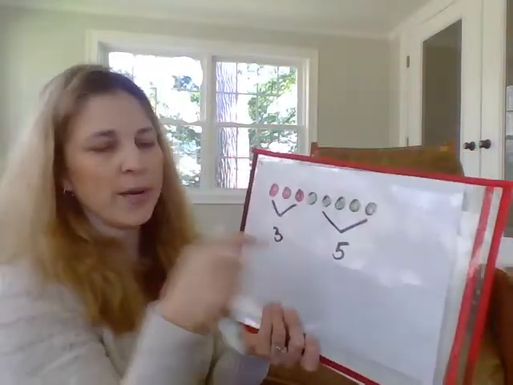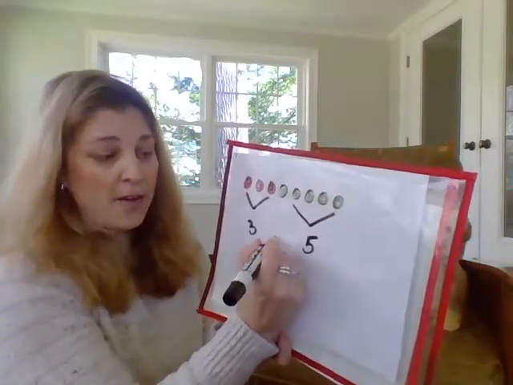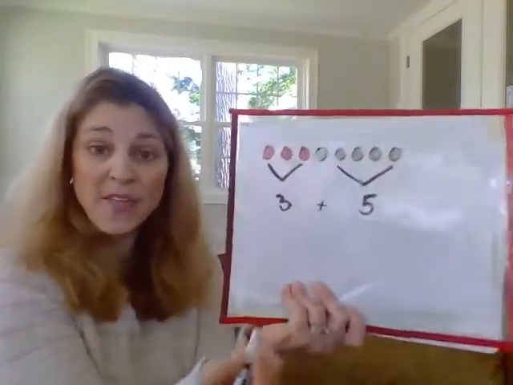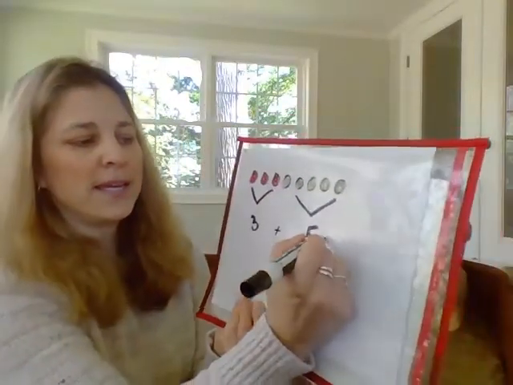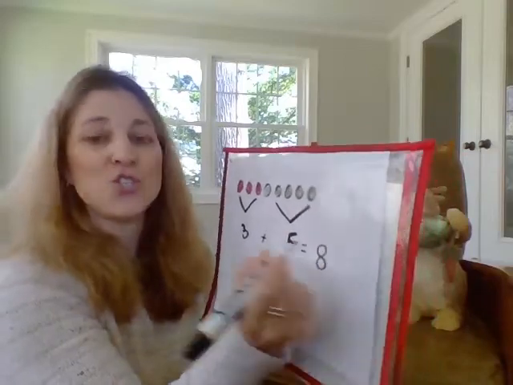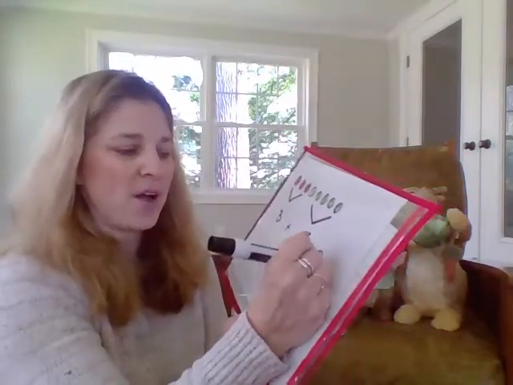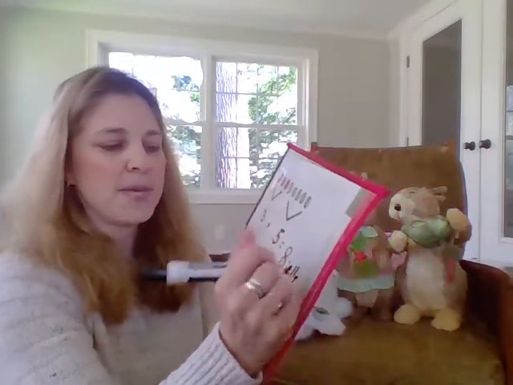So I have the 3 and the 5, okay? I have 3 and I have 5. I'm going to put them together, put the plus sign in the middle, equals, how many all together? 8 jelly beans. And what are we talking about? We're talking about jelly beans. Okay, so I want to label that now. I'm going to go a step beyond.